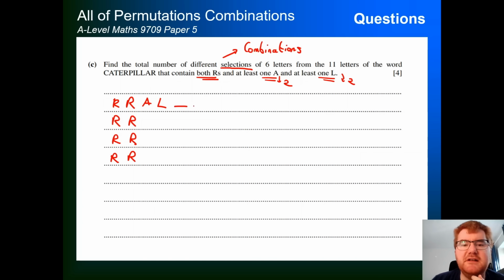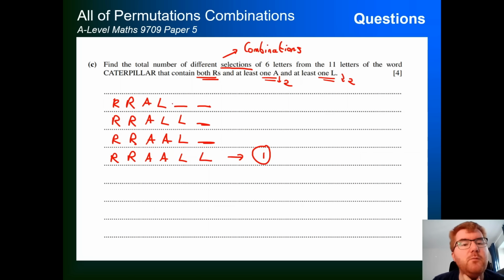That means we still need to put in 2 extra letters. Then we have 1 A and 2 L's, so 1 extra letter, other way round, so 2 A's and 1 L, 1 extra letter, and then both A's and both L's. So that gives us all 6 letters here. So here we only have one possibility, 2 R's, 2 A's, 2 L's. If we take the top one here, we've done 2 R's, 1 A and L. So we've considered basically R's, A's and L's.